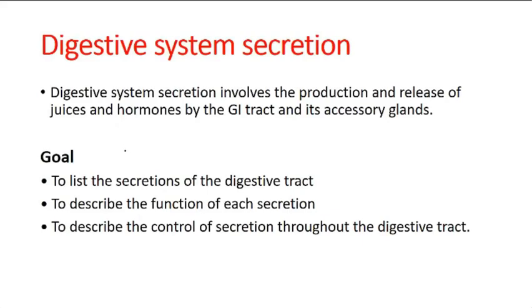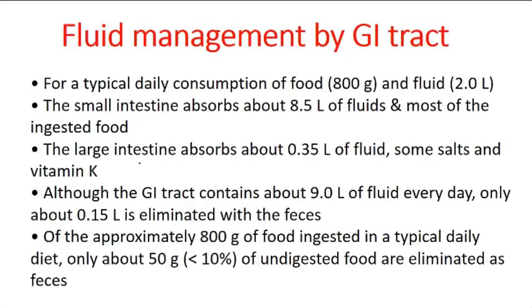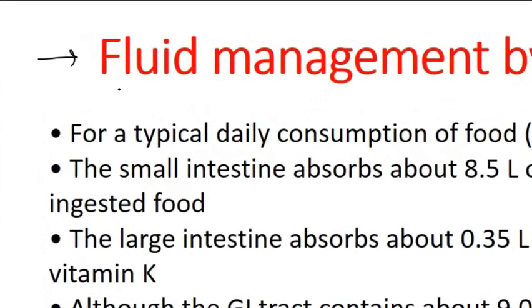The digestive secretions involve the production and release of juices and hormones by the gastrointestinal tract and its accessory glands like liver, pancreas, gallbladder and so on. The goal for our learning is to understand and list the secretions of the digestive tract, to describe their function, and to describe the control of the secretion with the help of both the nervous system as well as the hormone mediated system.